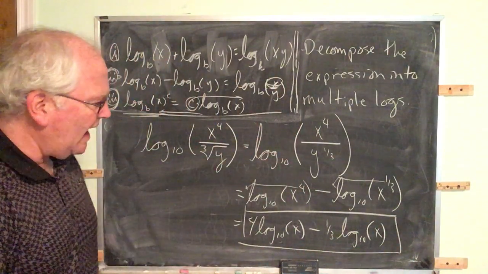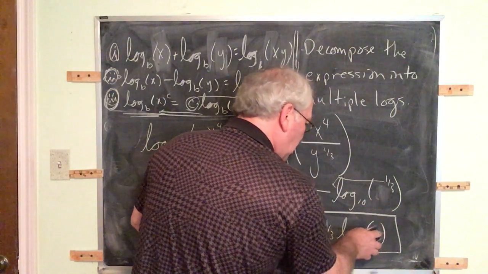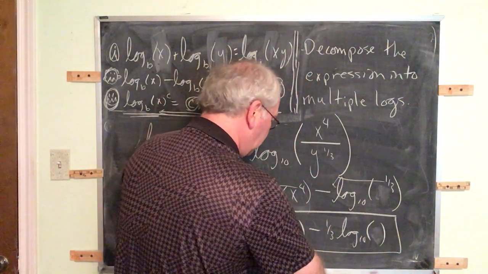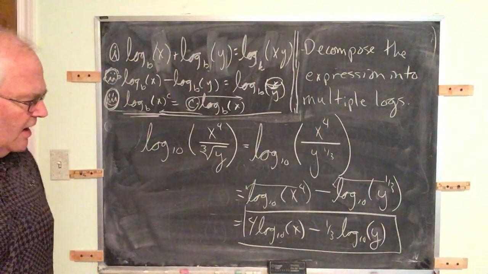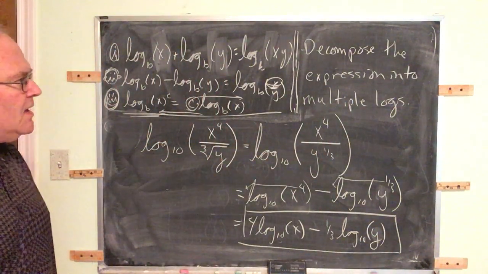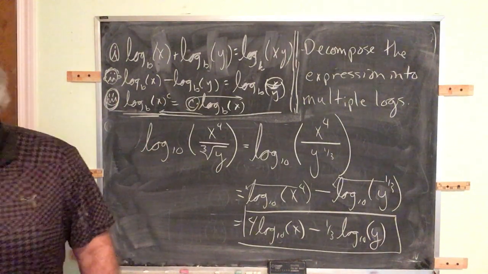Oh, I'm sorry, this should be a y. This is a typo. This chalk is not working very well. This should actually be y to the 1/3 and y. So that's our final result with that little amendment there. And that's how we decompose these. So I think the rest of these you should be able to swing on your own.